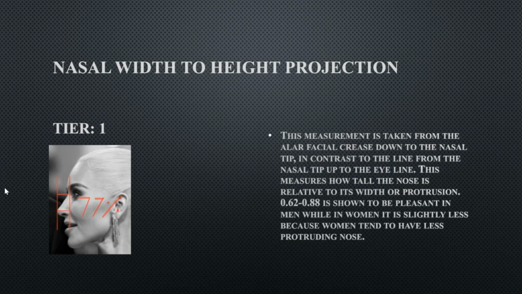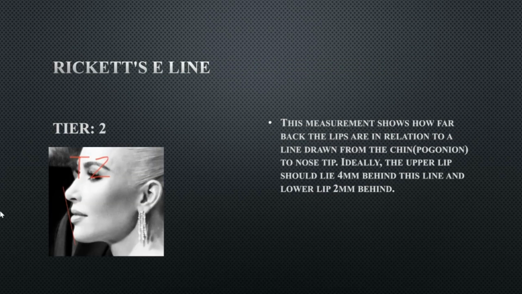Now this is nasal width to height projection. Let me explain this right here. So this is the width of the nose divided by the length of the actual nose itself. So it goes from the eye line down to the actual width of the nose, or the base of the nose. And hers is at 77%. So she does have good nasal length. So it's the length that we're looking for in this measurement right here. And it is within the middle of the distribution for the ideal range.